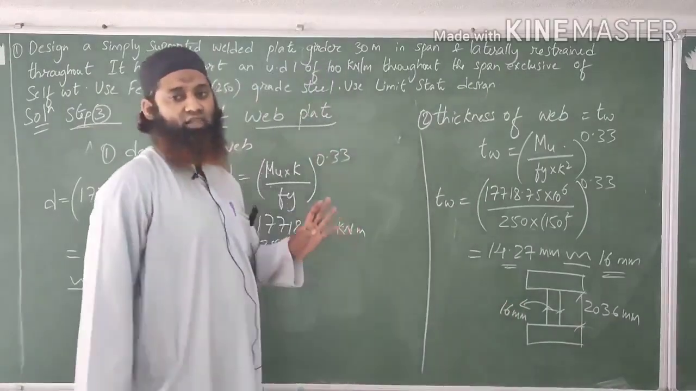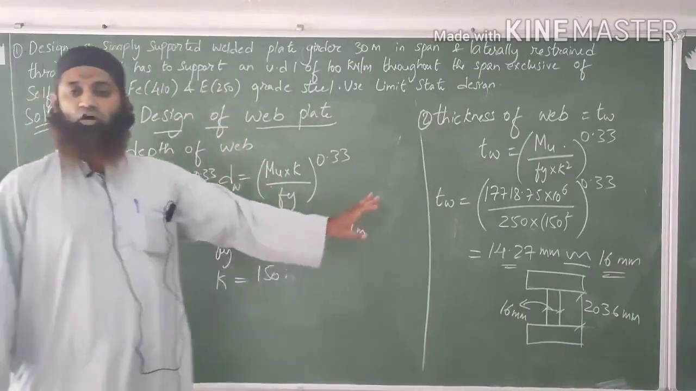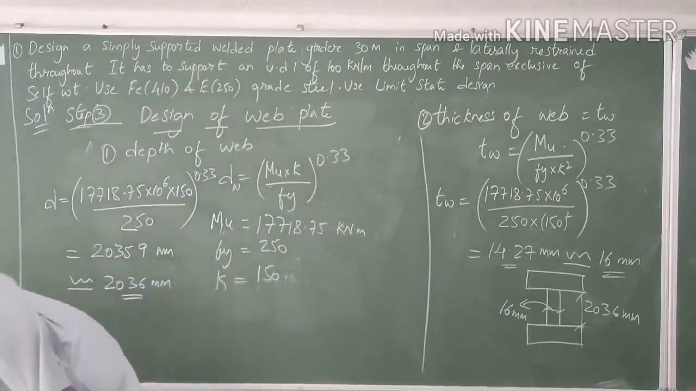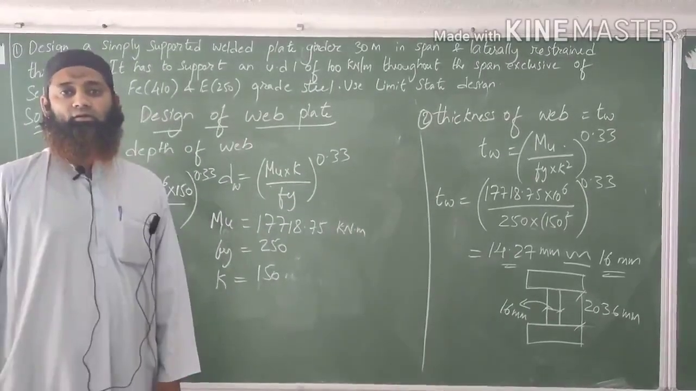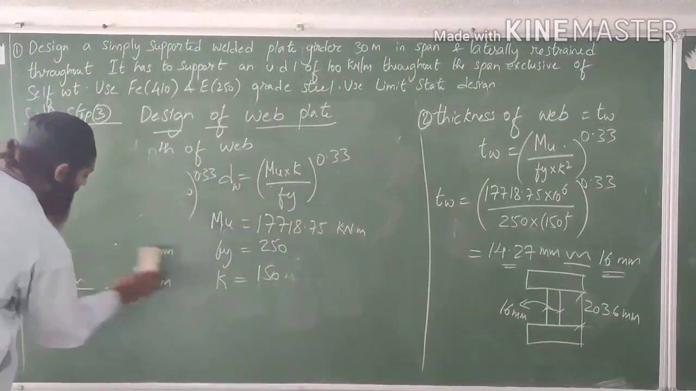So this is the third step, design of the web. We have designed the web. Now we will be designing the flange here in the next step. Let's go to the next step. Now we will be designing the flange. Let us see step 4.